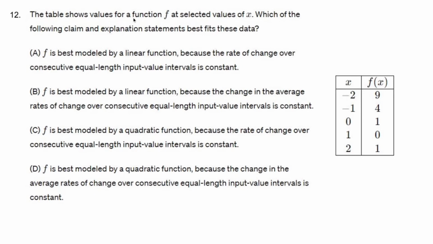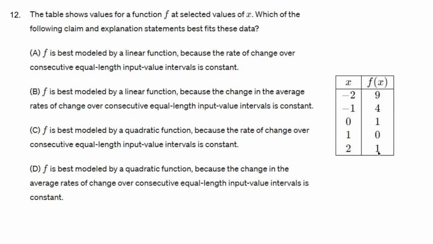The table shows values for a function f at selected values of x. So -2, -1, 0, 1, 2, 9, 4, 1, 0, 1. Oh, it's not linear, and it looks like that's what we're supposed to do. I think I gave that away. Which of the following claim and explanation statements best fit these data?